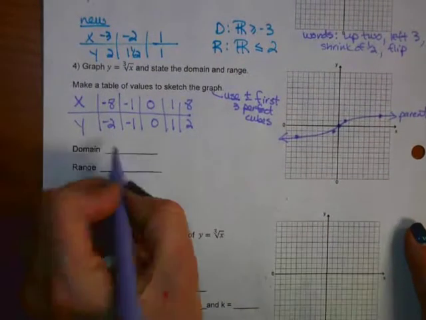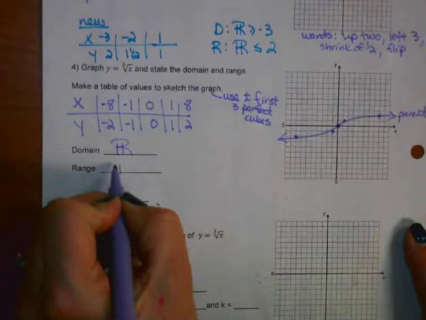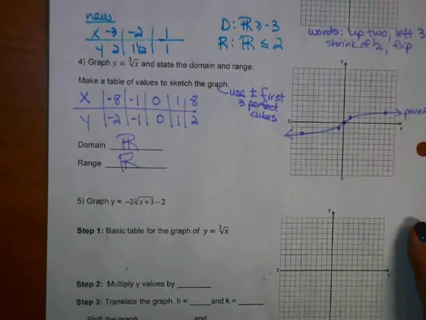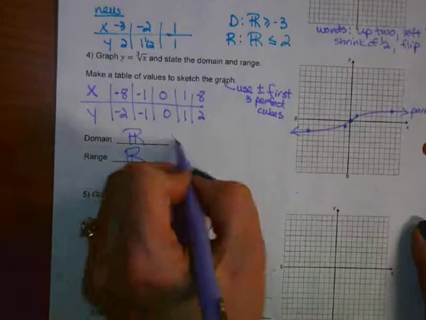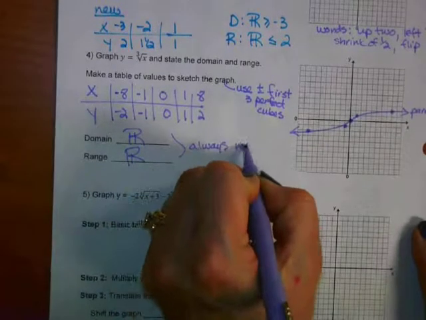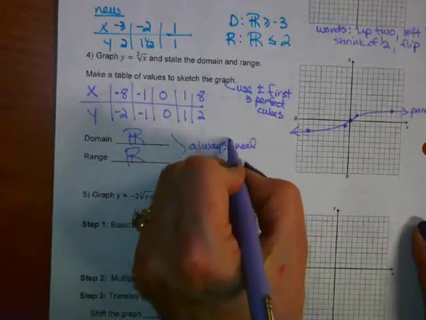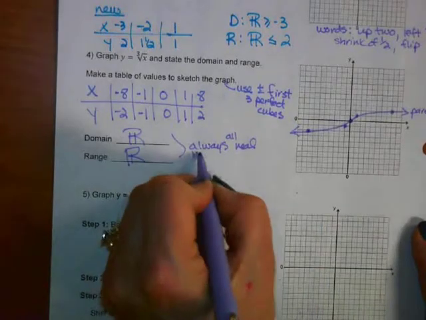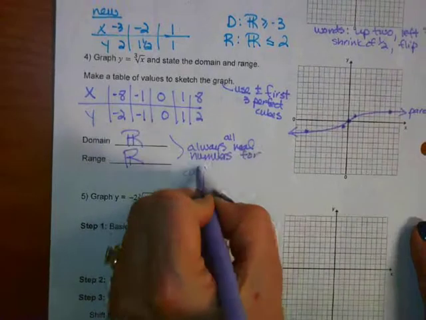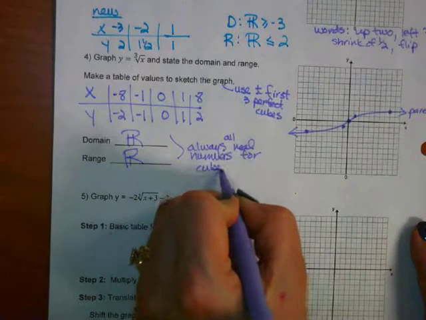And as I said before, the domain of any cube function is always going to be all reals, and the range is all reals. Anything could go in for x, and anything could come out for y. Always real, always all real numbers for cube root functions.